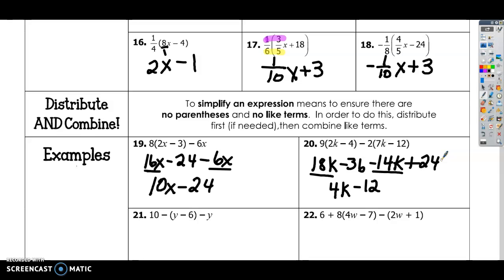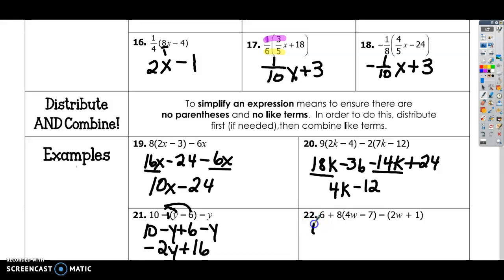All right, number 21. The 10 is not in parentheses. We're going to bring it down. The negative is what we're going to distribute. So bring the negative to both of these. So it's going to be negative y. And then negative times negative is plus 6. And then bring down this negative y as well. Now we have a negative 1y and a negative 1y. 1 and 1 make negative 2y. And 10 plus 6 is 16. Now if you need to, put a 1 in front of this negative here. If it helps you to distribute, make sure you put that negative 1 there.